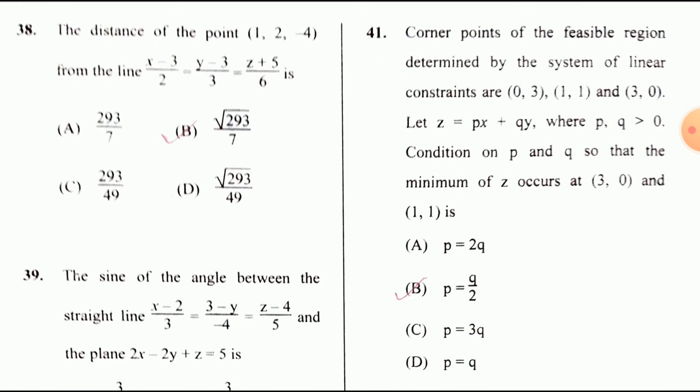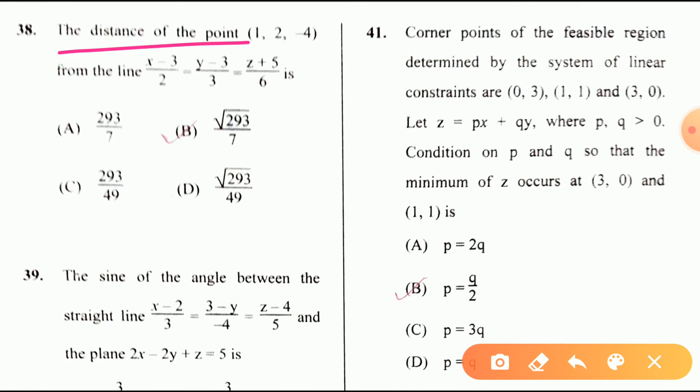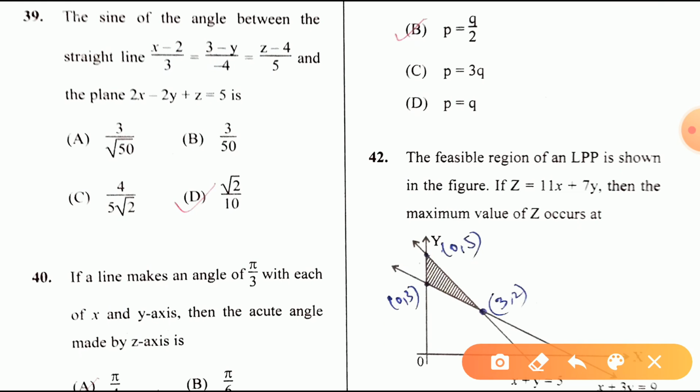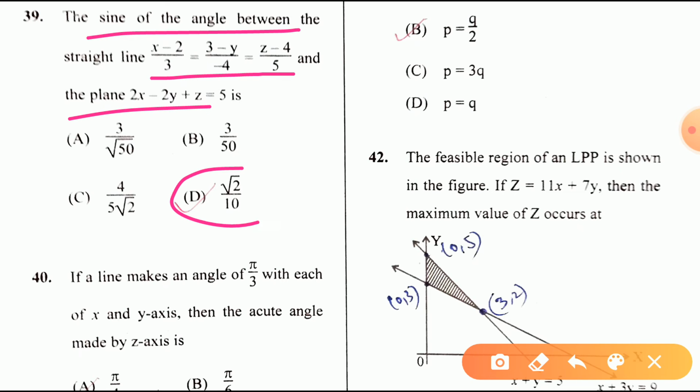Next, question number 38. The distance of the point 1, 2, minus 4 from the given line is B, root of 293 by 7. Question number 39. The sine of the angle between the straight line and the plane given is root 2 by 10. The right choice of question number 39 is D.